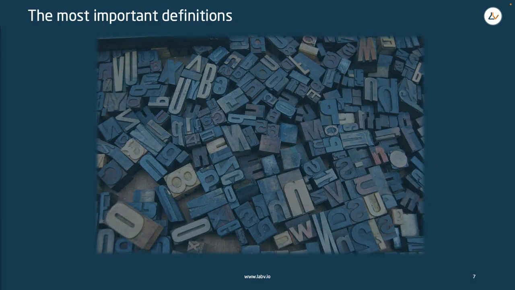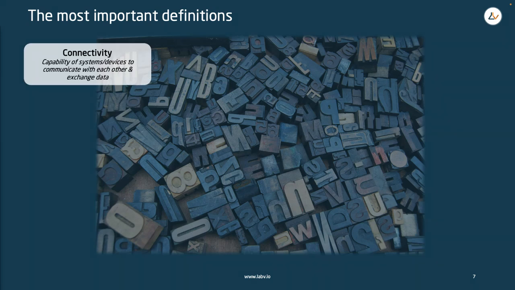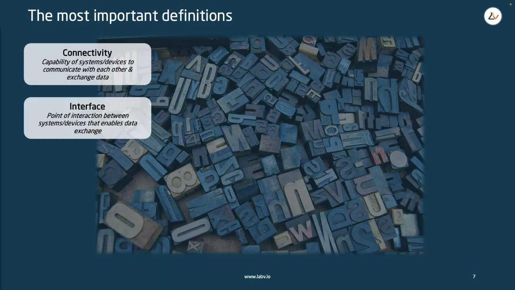Now, talking about some definitions, because I think we have to set the stage. Are we talking about the same things, right? The first definition that's important is connectivity. Connectivity is really the ability of a system, a device, or even a component to communicate and exchange data with other systems, devices, or components. An interface is the point of interaction between two systems, for example, and that's the point that enables the data exchange.